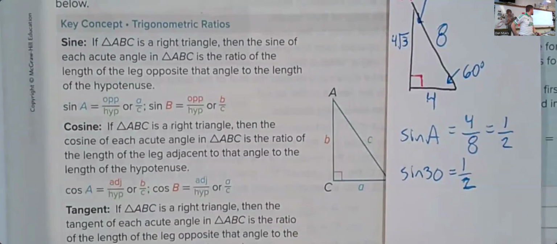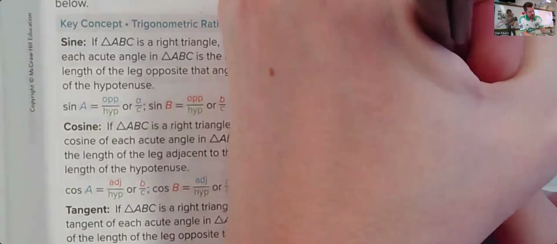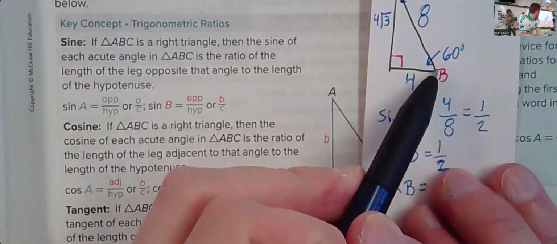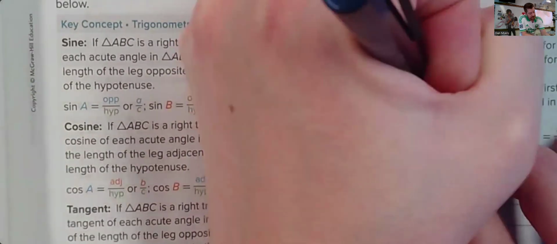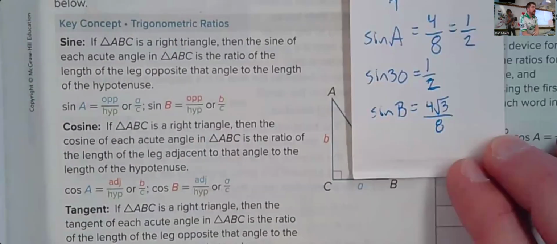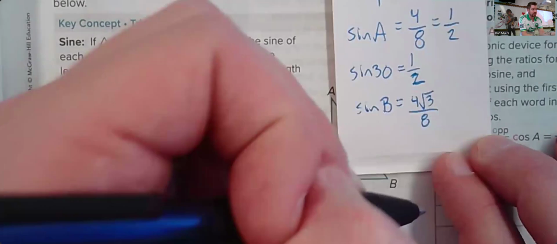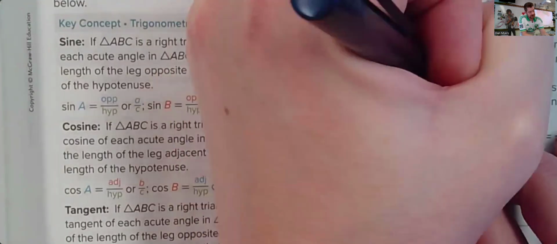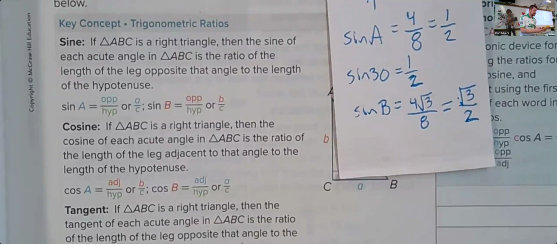So if we're talking about the sine of angle B, call that B, sine of angle B, we would say that the sine of angle B is equal to the length opposite from it, which is 4 root 3 over 8. So we would write 4 root 3 over 8. Now, we already know that 4/8 is 1/2, so that would be 1 root 3 over 2, or just root 3 over 2. So root 3 divided by 2. On your calculators, type in the square root of 3, and then divide that by 2.